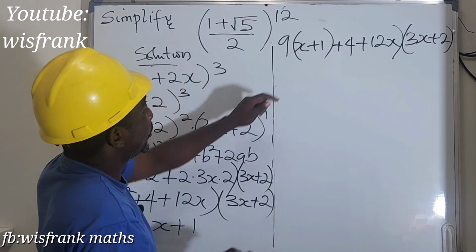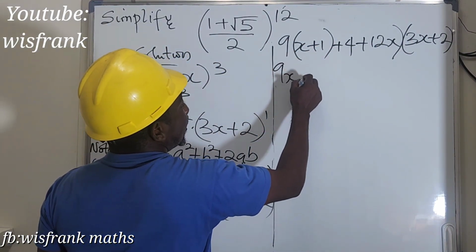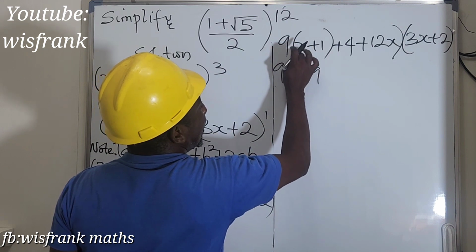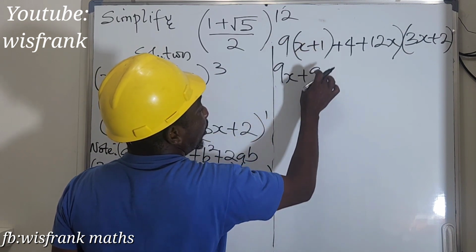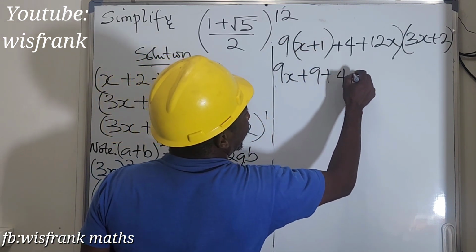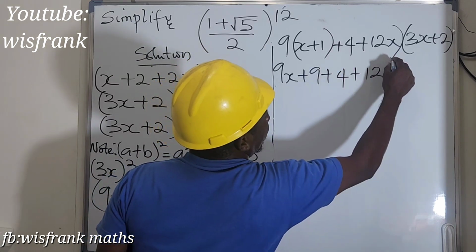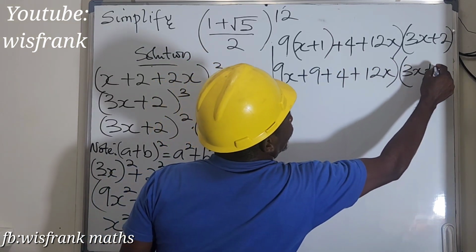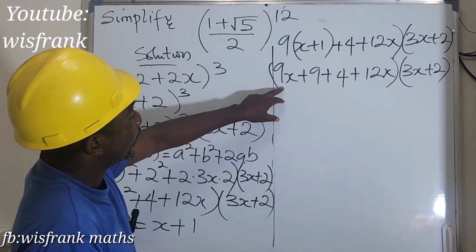We can expand this. So this will become 9x plus 9. When we expand this, 9 times x is 9x, 9 times 1 is 9. Then plus 4, then plus 12x. Then we have 3x plus 2. So this is what we have.